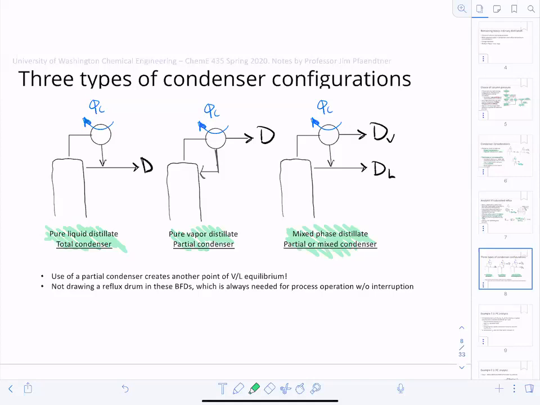Again, in the mixed condenser you still have liquid reflux, but now you have a liquid product and a vapor product. So the big important point that we're going to see in this example problem is the following. When you have a partial condenser, this is another spot in the column that is an equilibrium stage. Just like the partial reboiler is an equilibrium stage, the partial condenser in this case also becomes an equilibrium stage. And we have one more thing to think about as we're stepping off stages and drawing our McCabe-Thiele diagrams.